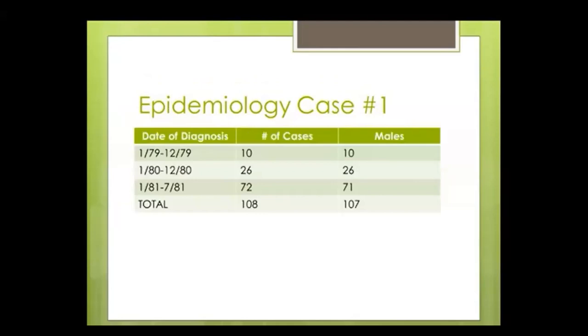This table explores how many of the cases were men. In the first year that it was examined, in 1979, all 10 of the cases were male. In 1980, all of them were male. There were 26 cases and 26 were male. The next year, 71 out of the 72 cases were male. And so this was suggesting that there was a male-to-male transfer of the condition.